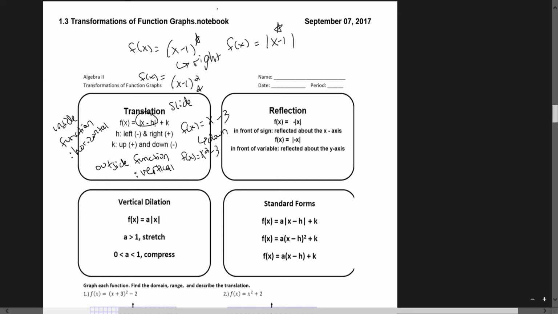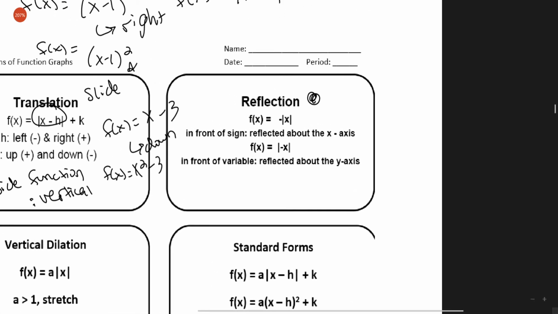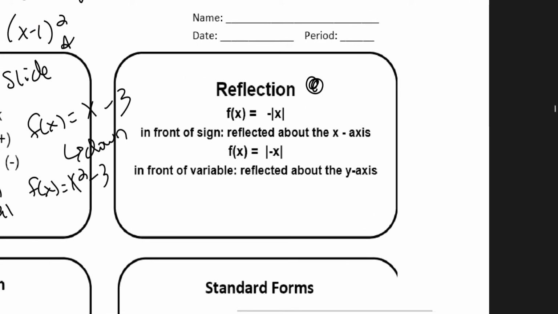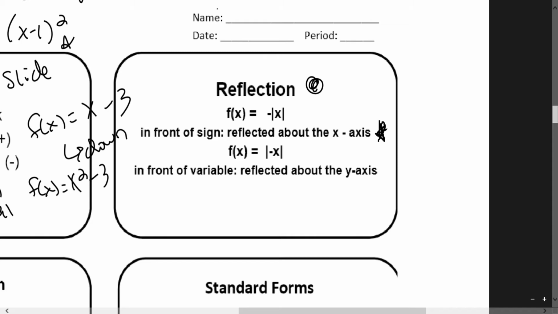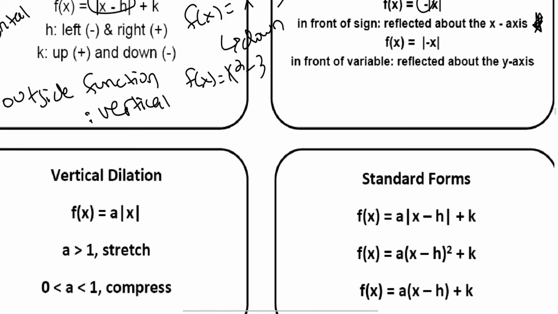We also have reflections. So anytime we're multiplying by a negative, specifically, I think we're just dealing with these ones, reflecting across the x-axis. Notice it's outside the function. Anytime you're outside the function, it's affecting us vertically. So we're flipping across the x-axis. That's why the y values are changing from positive to negative. So multiplying by a negative means you're doing a reflection.